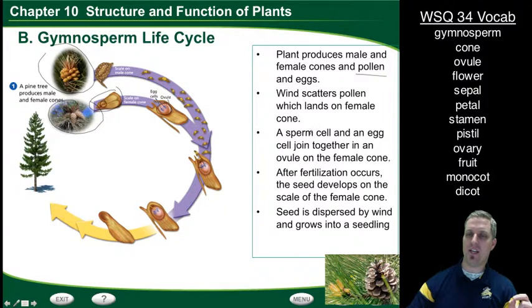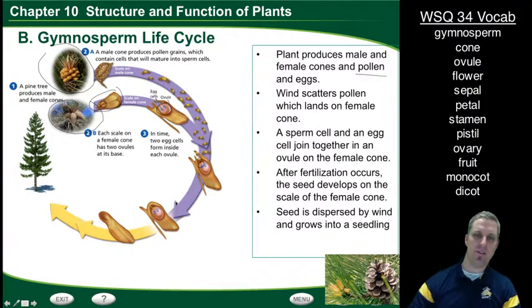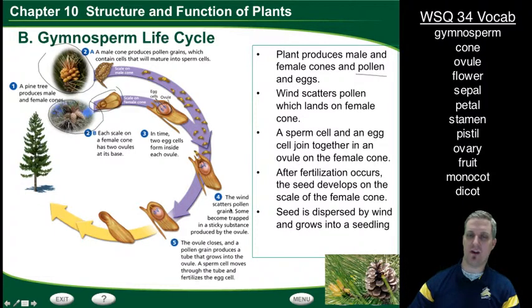And then what will happen is the sperm and the egg cell, so the two egg cells, as they form the ovule, the wind scatters them, and the pollen gets trapped in the substance. Then the ovule will close as soon as it's been pollinated. Okay, the ovule will close, and a pollen grain will actually grow into one of the eggs.